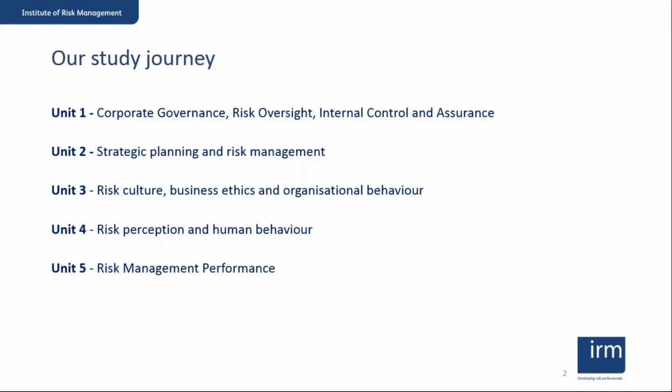So we also looked at Unit 5. Unit 5 is about risk management and performance. What we want to do is be able to summarise the process by which risk management performance can be monitored and also continually improved. We also want to explain how risk management may improve organisational performance and value.